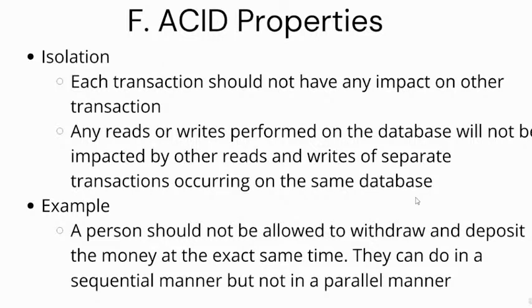Let's take a look at the example. A person should not be allowed to withdraw and deposit the money at the exact same time. They can do so in a sequential manner but not in a parallel manner. That's where your isolation property comes into the picture. Now, if you understood what an isolation property is, let's try to understand the next property, which is known as durability.